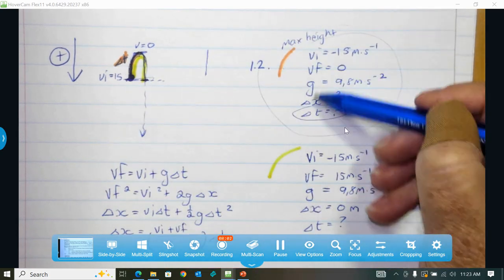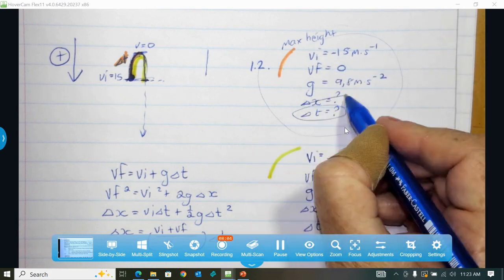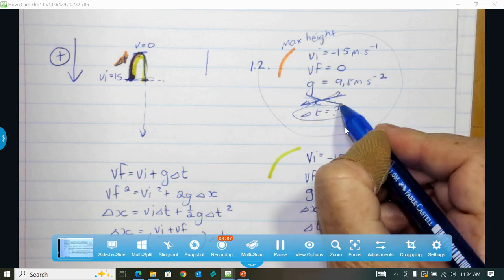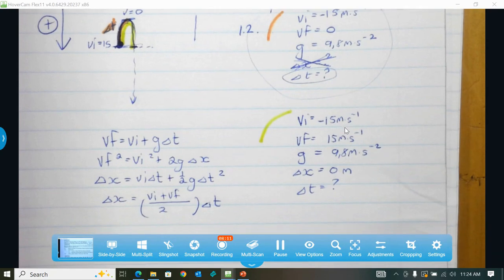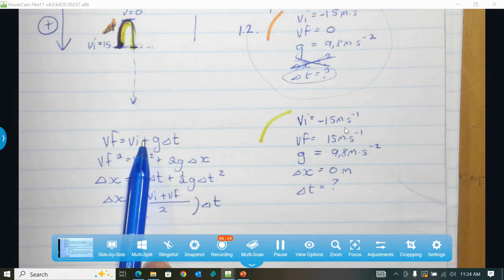So if I look at that, do you see the one thing I don't have is displacement? I haven't worked it out yet. So if you don't have it and you don't need it, then don't use an equation with it in it. Does that make sense? That's how you eliminate the other equations. So I'm going to stick with that one there.